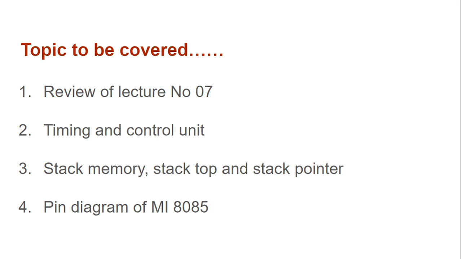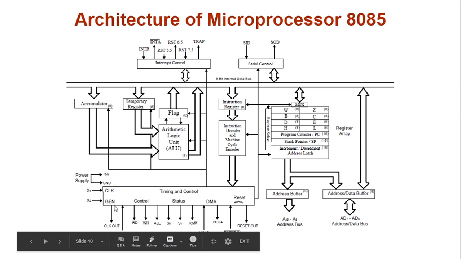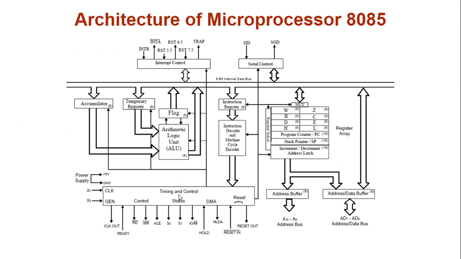In the previous lecture, we studied the instruction register, instruction decoder and program counter. And we know how the instructions in the programs are executed by using those three blocks: instruction decoder, instruction register and program counter. So now today we discuss the timing and control unit.